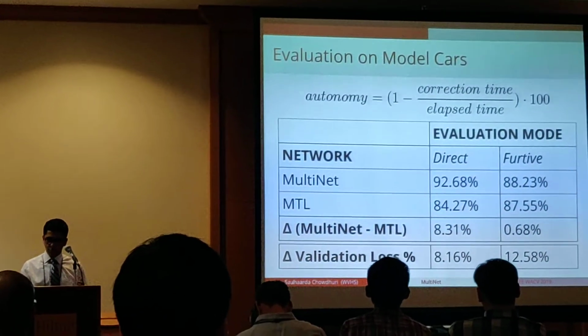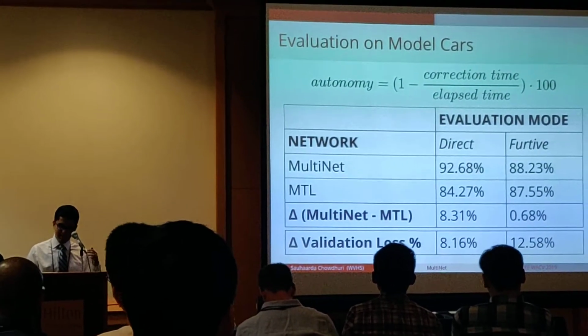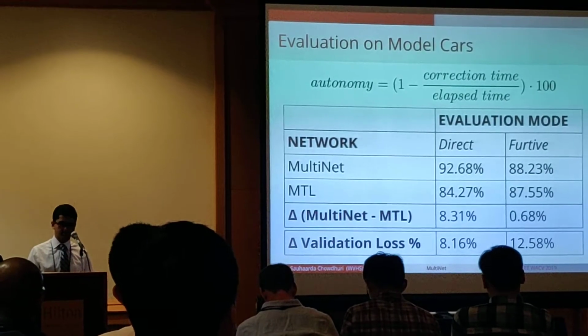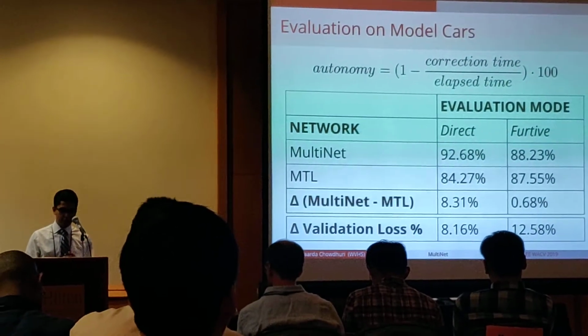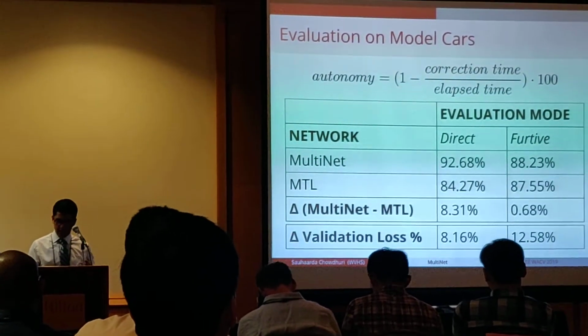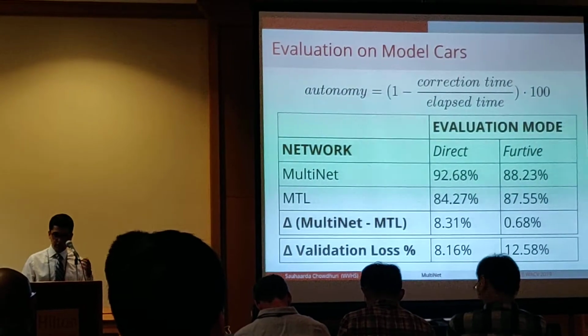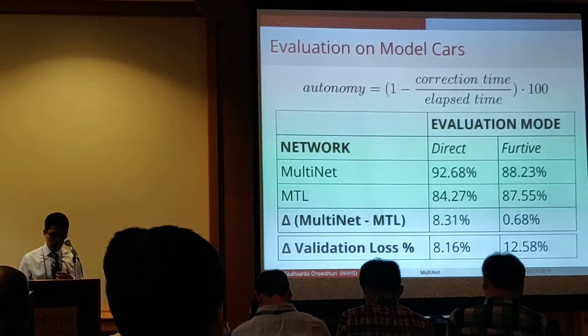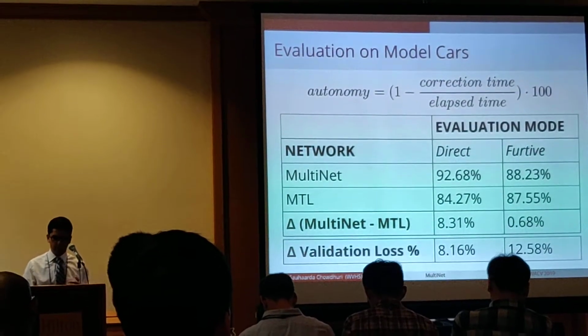The difference can be accounted for by the nature of the furtive mode, which involves driving much closer to perceived boundaries, which may incite more user correction through our autonomy metric. In reality, the multi-net furtive networks exhibited much more furtive behavior in comparison to the MTL networks. In this way, we can understand that our validation loss metric was a good indicator of performance, as it matches the autonomy metric for the direct mode and incorporates driving behavior into the metric for the furtive mode.